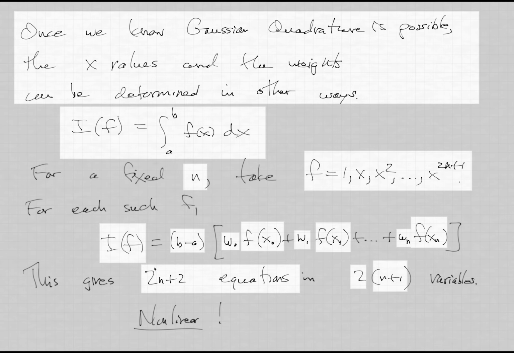So that's good, right? We have 2n plus 2 equations in the same number of variables, right? Same number of variables as equations, so we should be able to solve the system and figure out what the x's are and what the weights w are. The trouble is, these are nonlinear equations, so we cannot solve these using row reduction or something, right? This is going to be pretty nasty to solve.